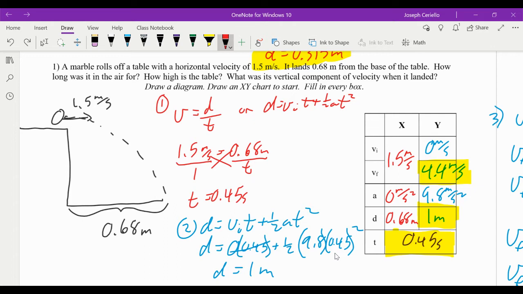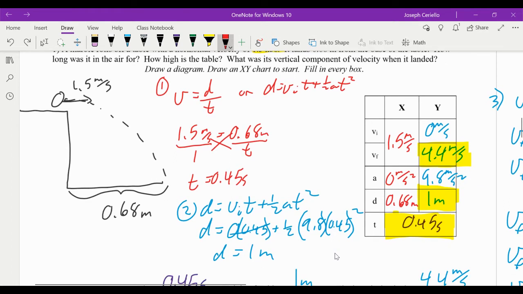All right, so let's go through one by one. I think the first one is how long is it in the air for? So I was looking for t. I have a lot of stuff in the x column, so let's see if we can use it. Yeah, we can use the x column to solve for time. V equals d over t, or d equals Vit plus 1/2 at squared, either one. We get t is 0.45 seconds. It's just a coincidence that it's the same value as the previous one.